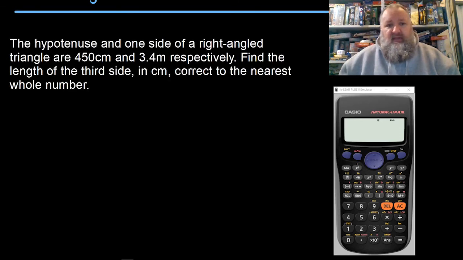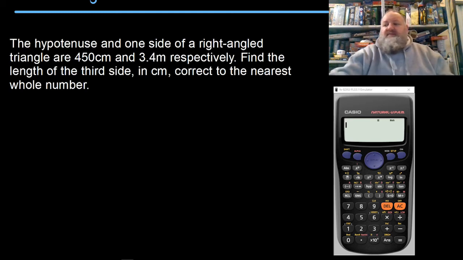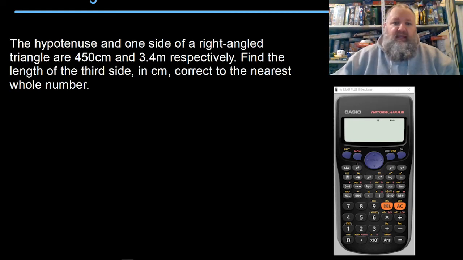The hypotenuse and one side of a right-angled triangle are 450 centimeters and 3.4 meters respectively. Find the length of the third side in centimeters correct to the nearest whole number. Okay, so we've got some issues with this here. Namely, we have to make sure that our answer is going to be in centimeters. That's really important, which is fine for the measurement of the hypotenuse.